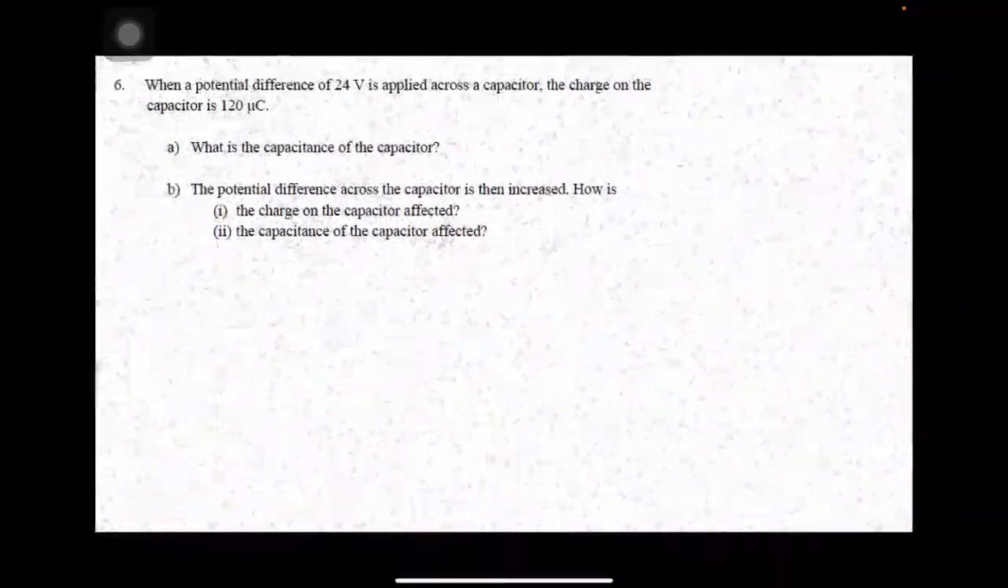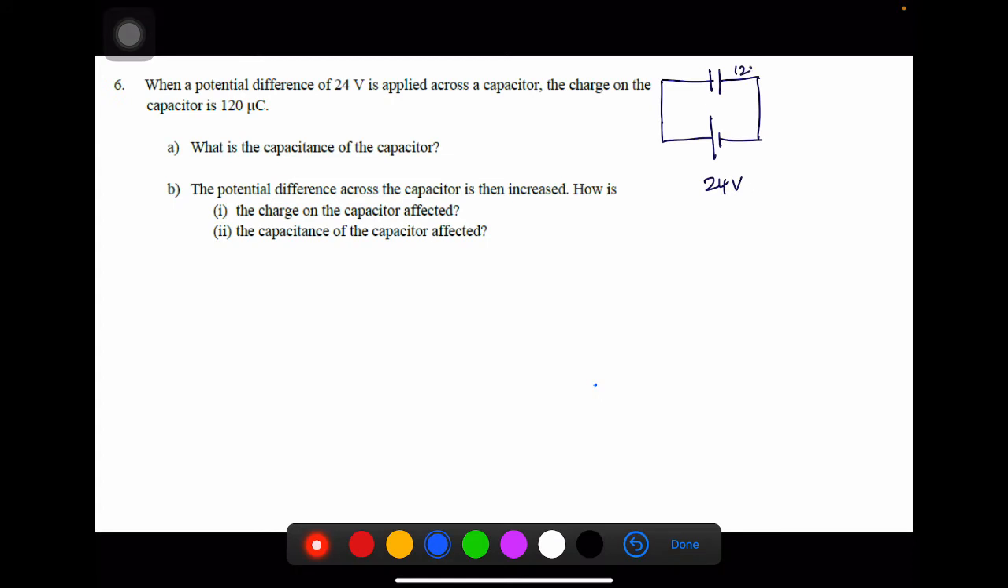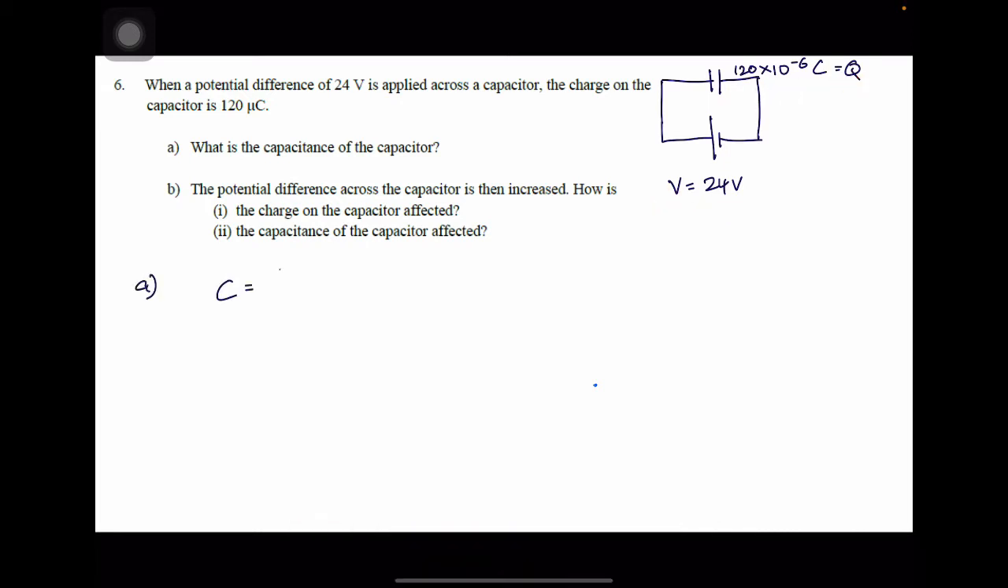Okay, moving on to question number 6. When a potential difference of 24 volt is applied across a capacitor, the charge on the capacitor is 120 microcoulomb. The first thing you want to do is redraw the circuit so that you can imagine what the situation is like. What is the capacitance of the capacitor? They give you Q and V, so straight away you know how to find C equals Q over V. Then just press your calculator.